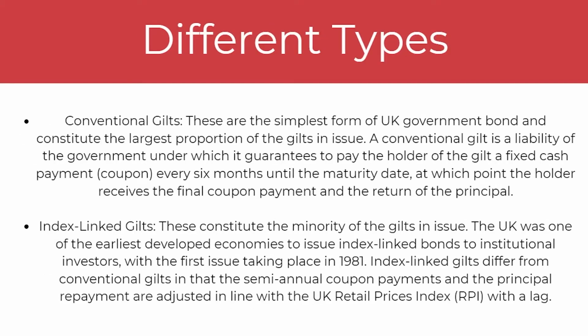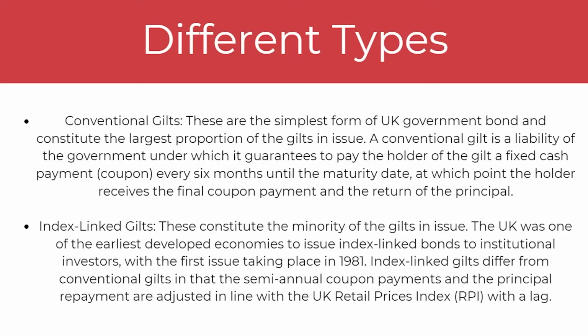So what are the different types that are offered? To start with, there are conventional gilts. These are the simplest form of UK government bonds and constitute the largest proportion of the gilts in issue. A conventional gilt is a liability of the government under which it guarantees to pay the holder of the gilt a fixed cash payment every 6 months until the maturity date, at which point the holder receives the final coupon payment and the return of the principal.